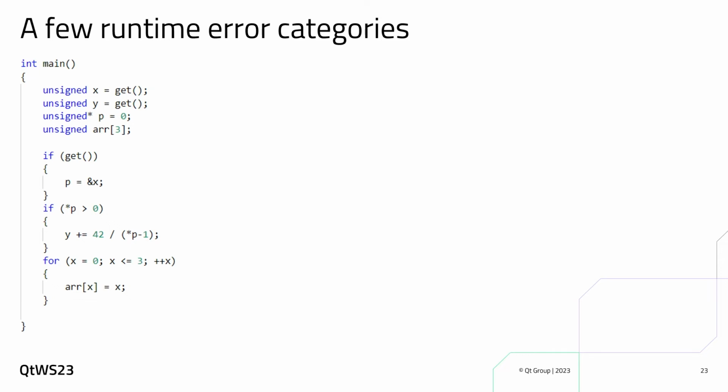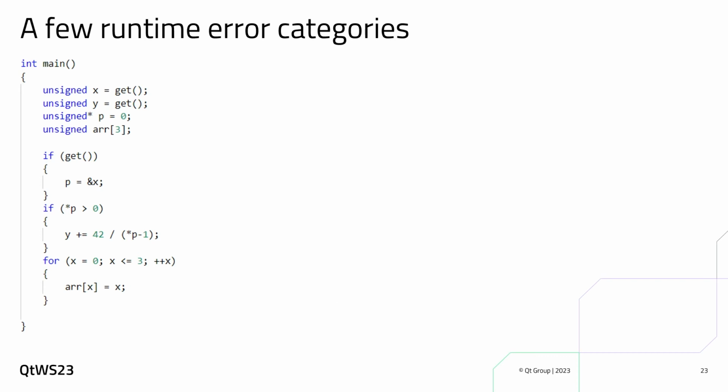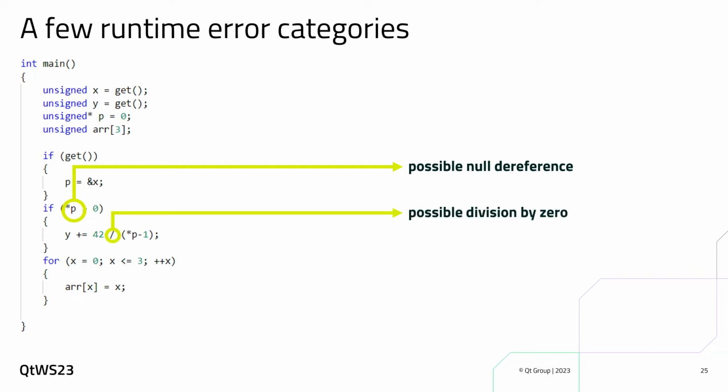So a few runtime error categories, maybe to refresh your memory. Most of them I think you already know. We have here a small C program with a lot of unsigned variables. One of them we have already seen, possible null dereference, this star P element here. There is an initialization of this P, but we do not know what get actually returns. So it could be that it's still this null value here. So it could be a possible null dereference. And we have already seen here, we are dividing by star P minus 1. So we could also have here this possible division by 0.